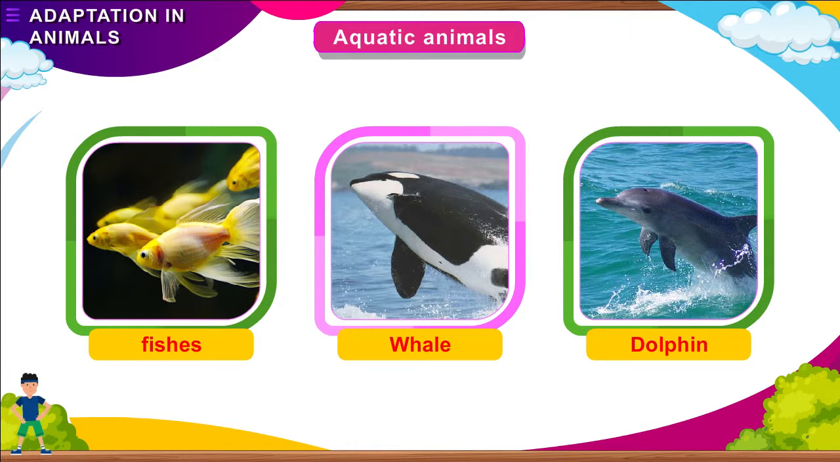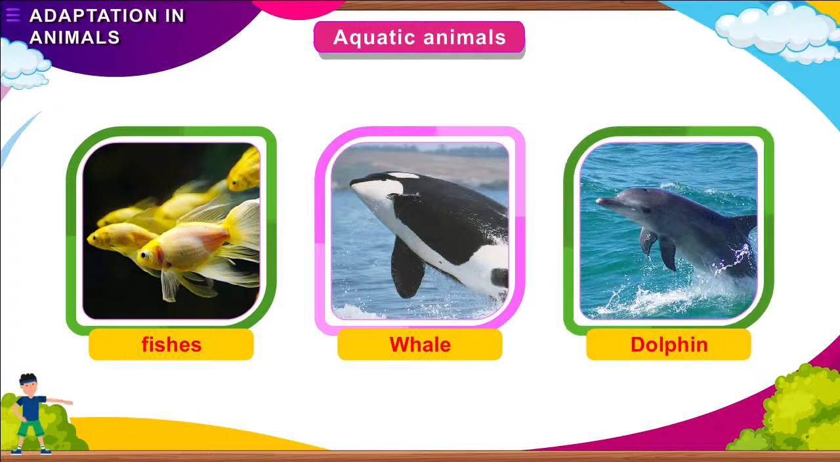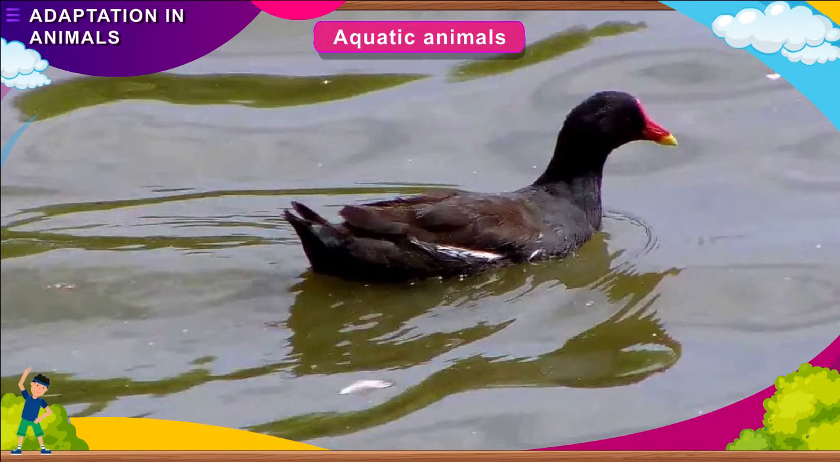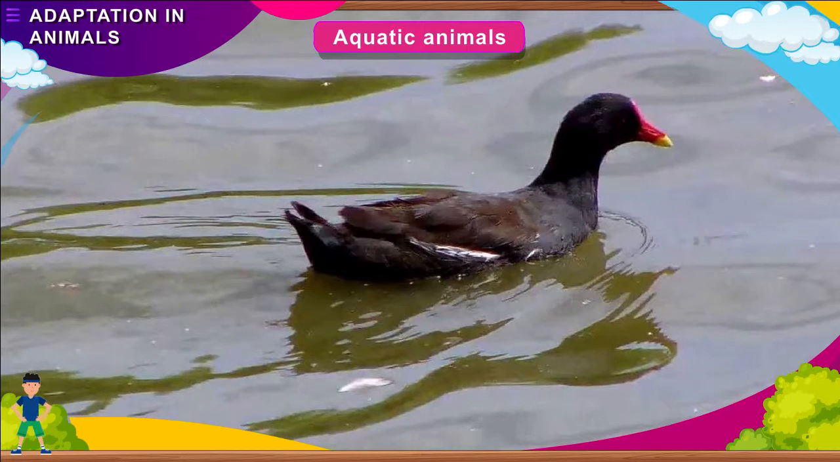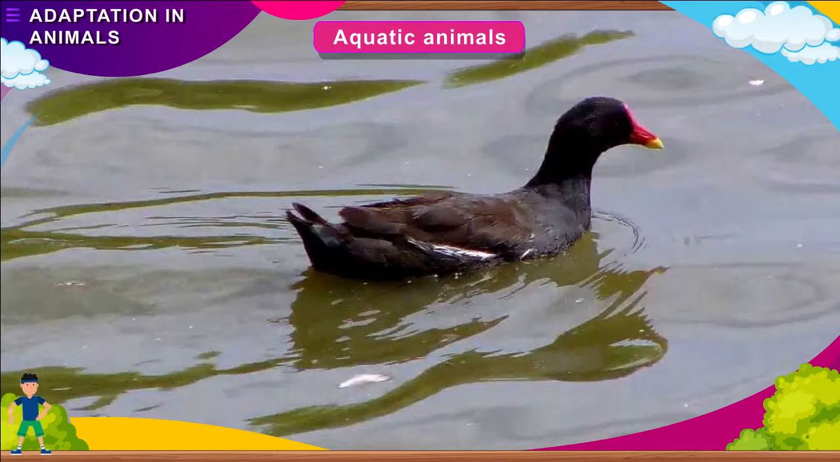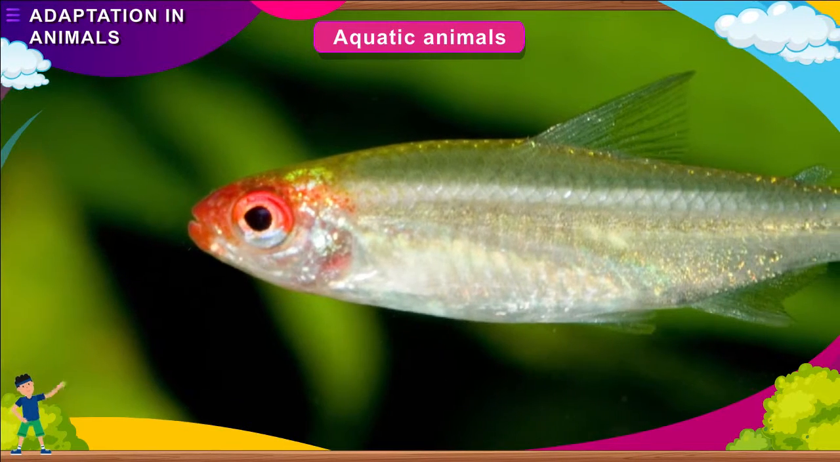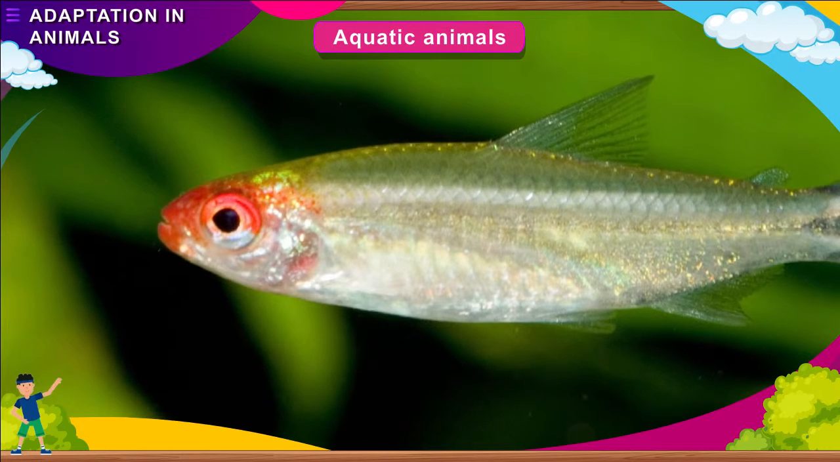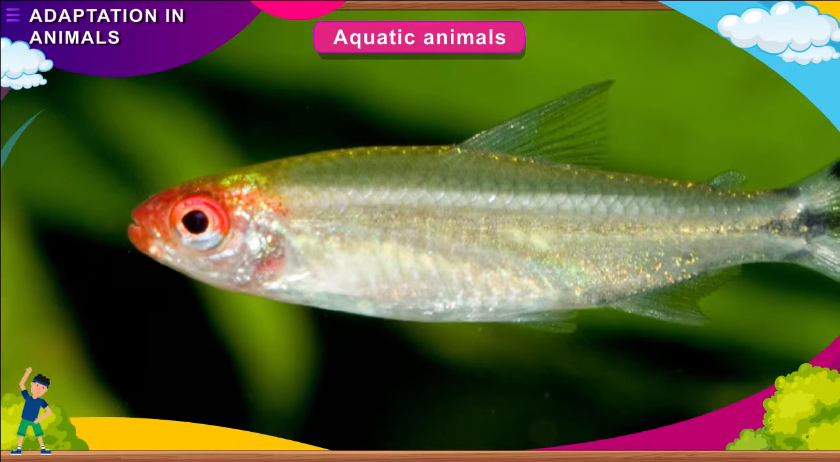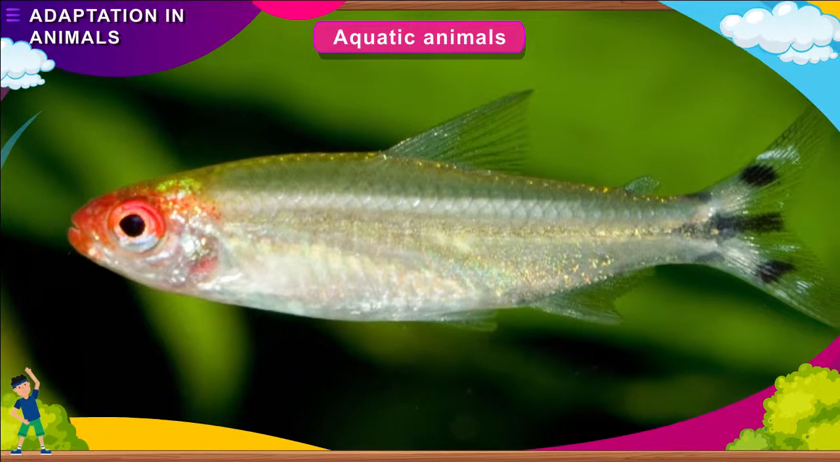Aquatic animals. Some animals like fishes, whales and dolphins live in water. Some animals like water birds live near rivers, ponds, lakes, etc. These animals are called aquatic animals. Fishes take oxygen dissolved in water through their gills. They swim with the help of fins and tail.